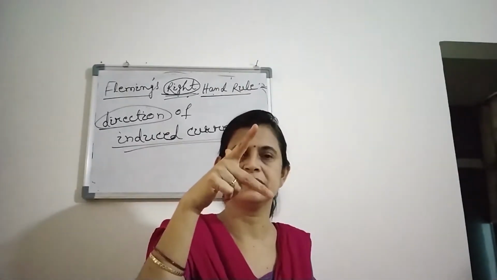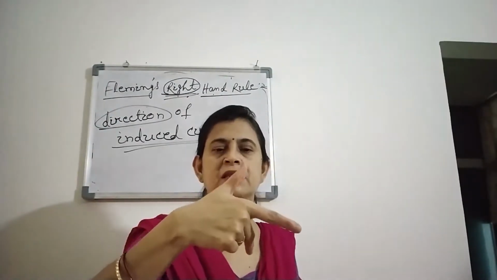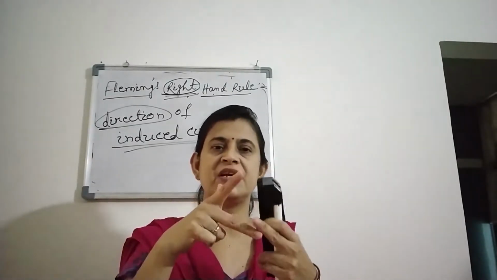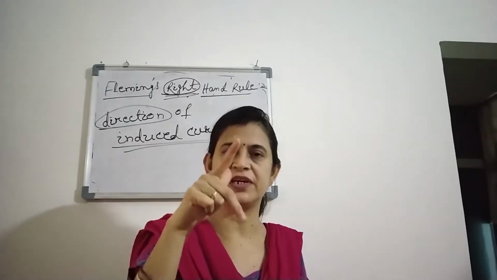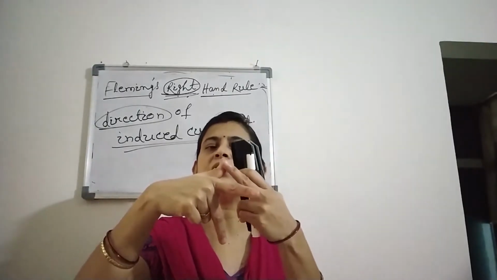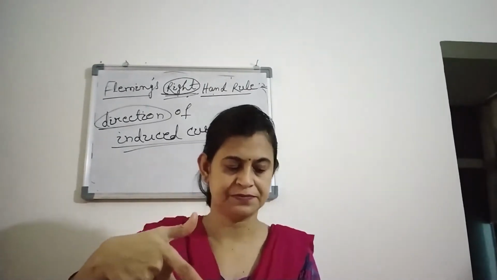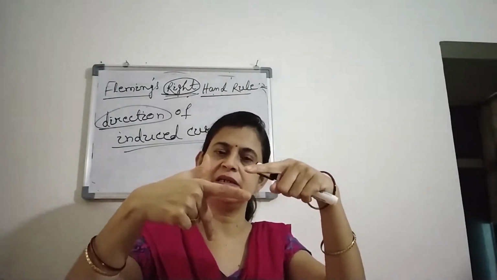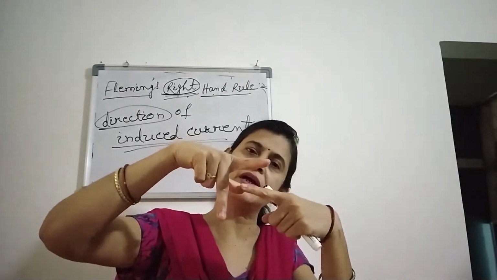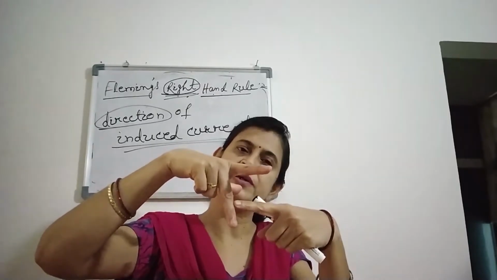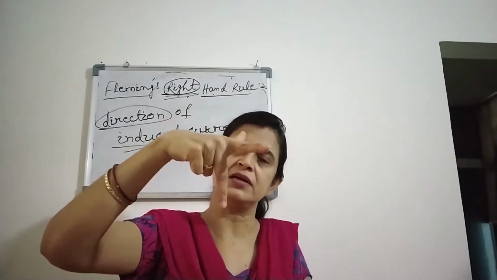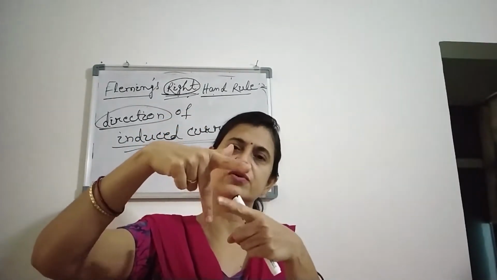According to this rule, this is my right hand. Stretch these three fingers. This is the thumb, the first finger or forefinger, and this is the central finger. First point, stretch these three fingers so that they are mutually perpendicular to each other. That means the angle between this and this is 90 degrees, the angle between these two fingers is also 90 degrees, and the angle between these two fingers is also 90 degrees.